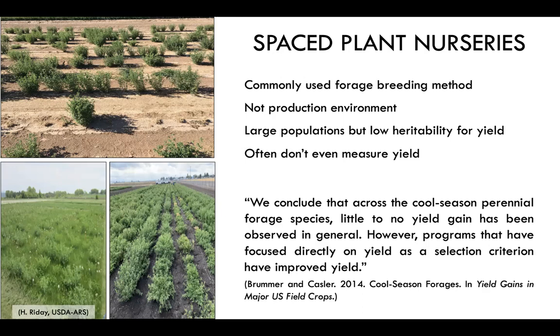The programs that have focused directly on yield, using something like half-sib family selection as a selection criterion, have improved yield. And so this has led me to think that if we're going to make alfalfa a crop that's going to be useful or potentially competitive with other crops, we've got to improve yield. And so we've got to move to a family-based selection.